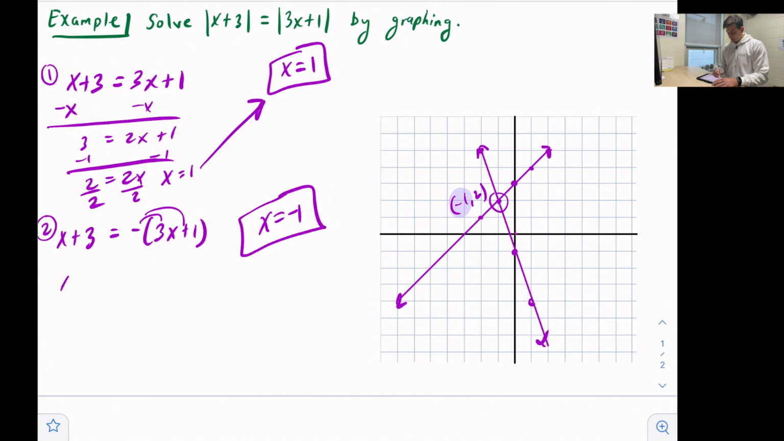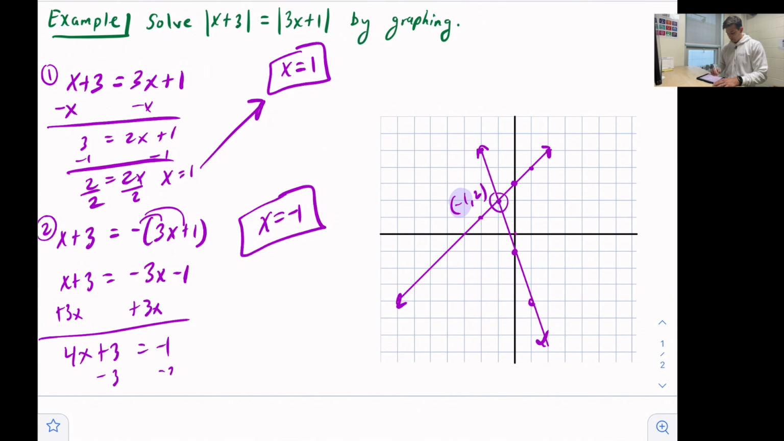Down here, the second equation, we have x plus 3 equals negative 3x minus 1 once we distribute that negative. Let's add 3x so that we can begin solving for x. We get 4x plus 3 equals negative 1. Let's subtract 3. So we get 4x is equal to negative 4. We divide by 4, and we get x equals negative 1, which is what we got for our second solution. So that is how you solve absolute value equations by graphing.